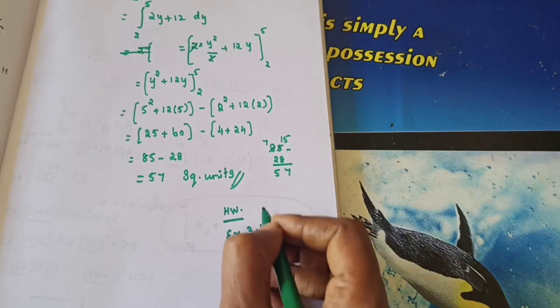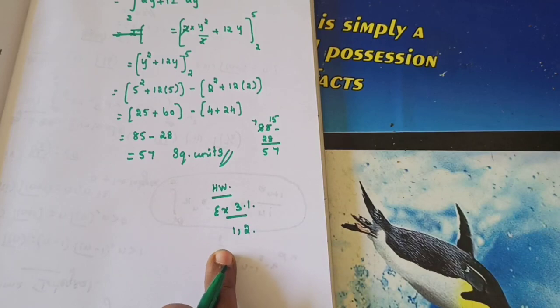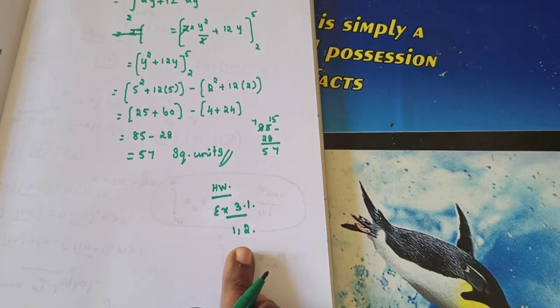Homework is exercise 3.1, problem number 1 and 2. First problem is same as example 3.1, that is 2y plus x equals 8, the x-axis. Next one is for the area bounded by a curve and the lines. One line is given, y equals 1 and y equals 3 and the y-axis. So the first problem is related to example 3.1, the second problem is related to example 3.2. So two problems you need to do as homework before the next class.